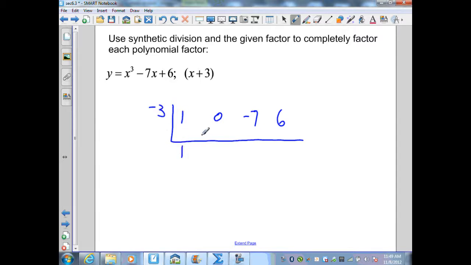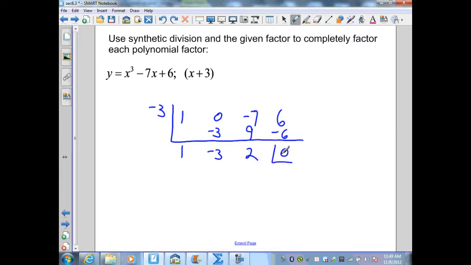Negative 3 times 1 is a negative 3. When I add, I get a negative 3. A negative 3 times a negative 3 is 9. When I add, I get 2. And a negative 3 times 2 is a negative 6. And I have a remainder of 0.